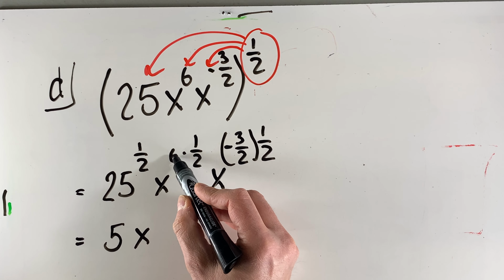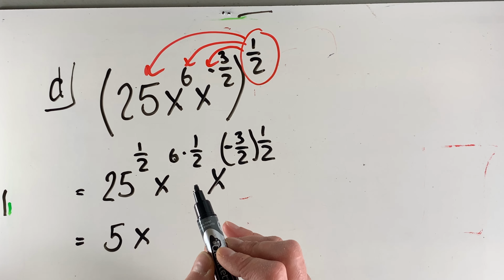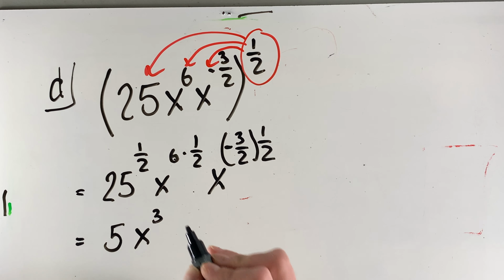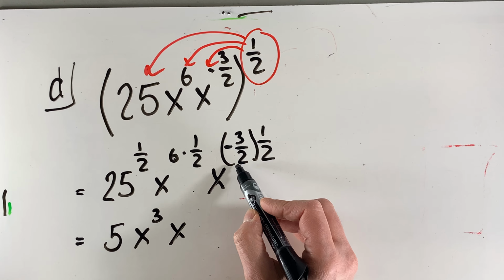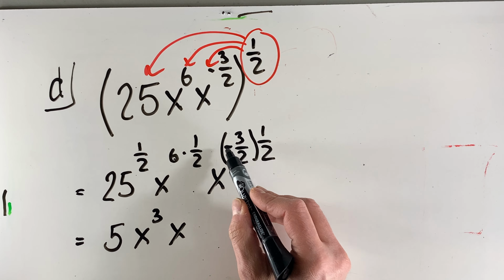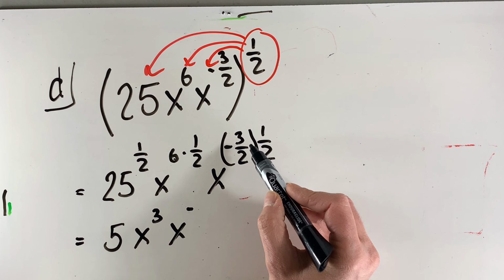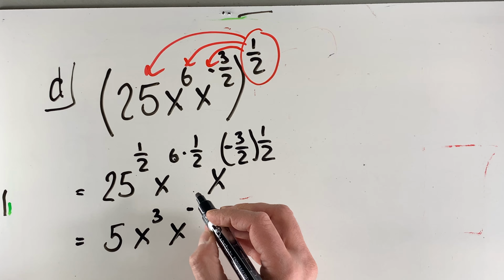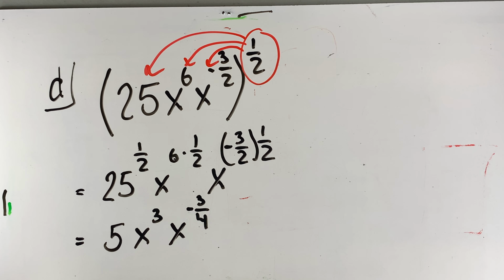So this 6 here, 6 times 1/2, 6 is in the numerator. So 6 times 1 is 6, divided by 2 is 3. And then we have another x. And so again, it's going to be a negative exponent because it's a negative times positive, so negative. 3 times 1 is 3, divided by 4. So negative 3/4.